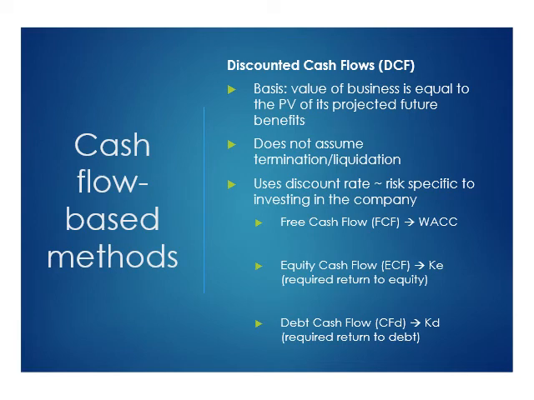For cash flow based methods, DCF is most used of all. Basically, it determines the value of a company based on the present value of the company's future income. However, it does not assume terminations or liquidation, and it uses the discount rate that represents risk specific to investing in the company. For example, if we are using free cash flow or the operating cash flow, we use the weighted average cost of capital or WACC.